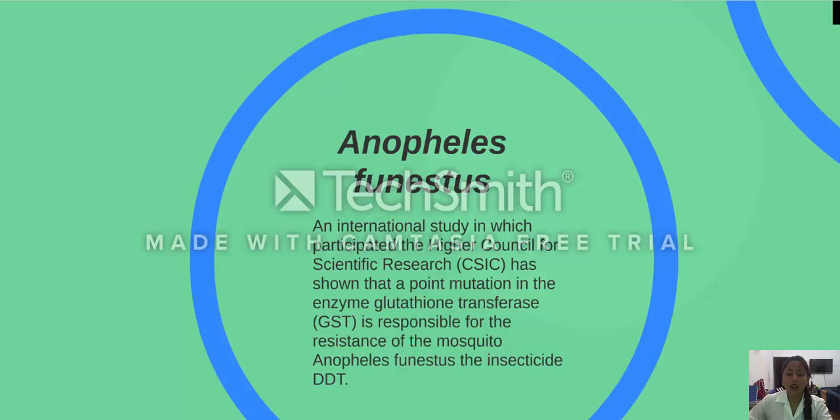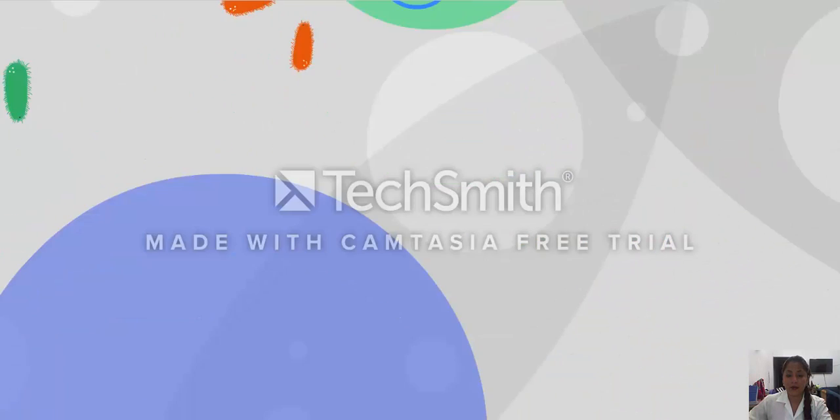An international study on Anopheles funestus, in which the Higher Council for Scientific Research participates, has shown that a point mutation in the enzyme glutathione transferase is responsible for the resistance of the mosquito Anopheles funestus to the insecticide DDT.